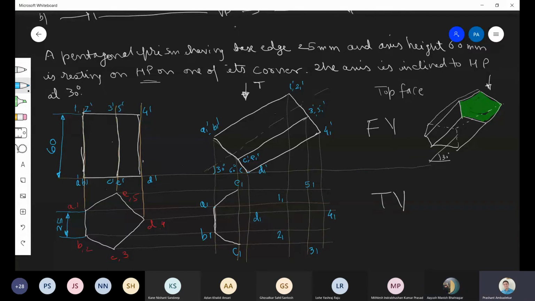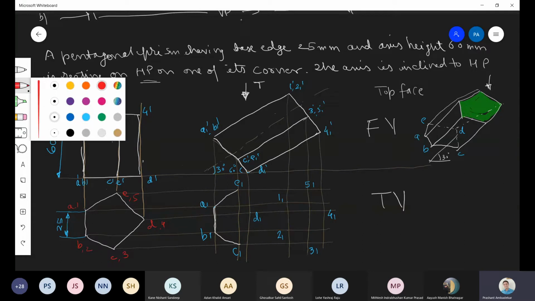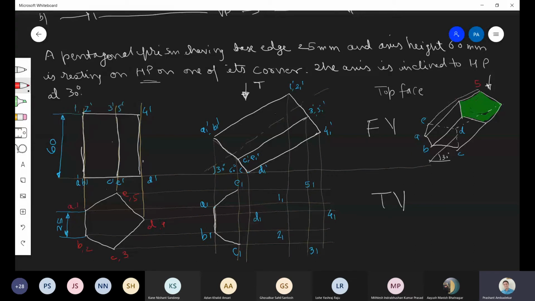I will name it here, look. I will name it, this is which one, this is D. I am not giving dashes right now, okay, I am just giving the names. This is E, A, B, C. So this is how it will be seen when it is inclined. It will look like this in the 3D view. This is 5, this is 1, this is 2, this is 3, this is 4.